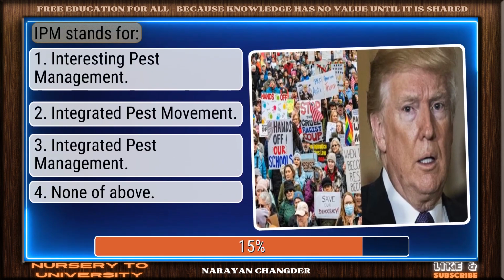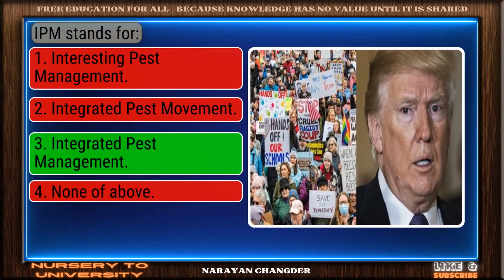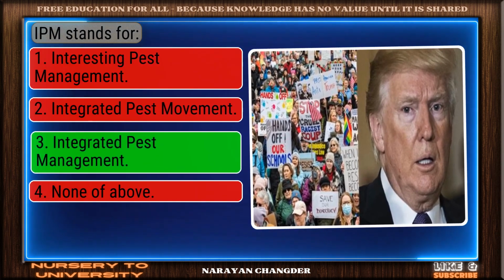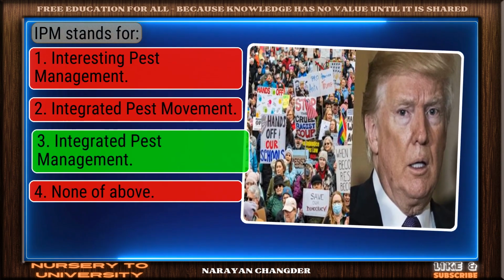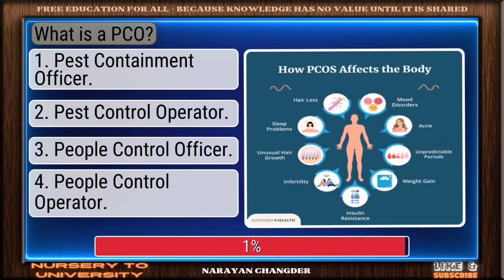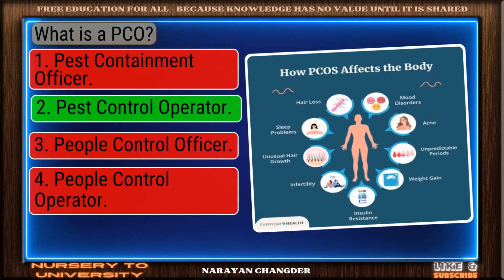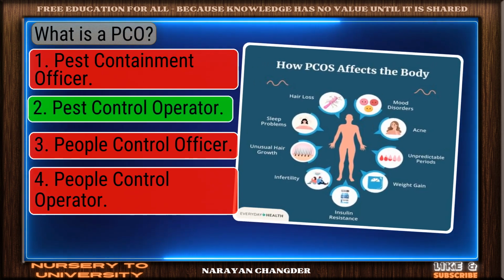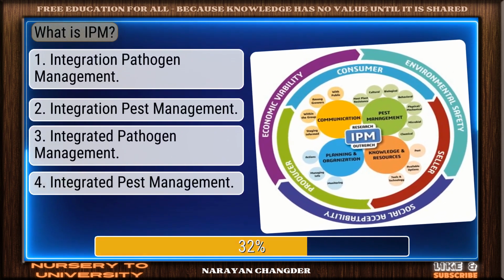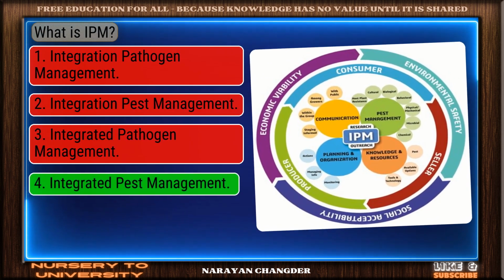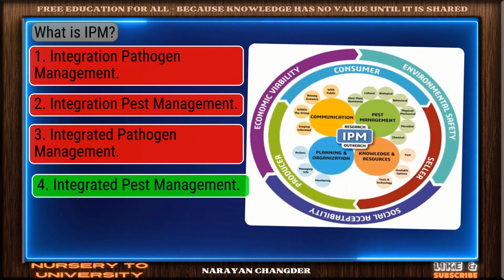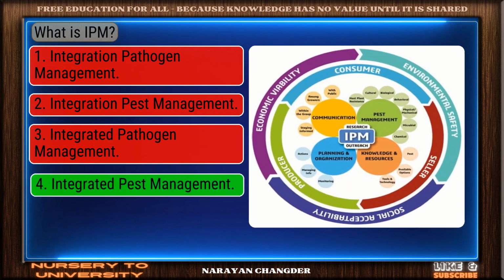EPM stands for? Right choice. Integrated Pest Management is the best answer. What is a PCO? Well reasoned. Pest control operator is the correct choice. What is EPM? Nicely done. Integrated Pest Management is a solid answer.